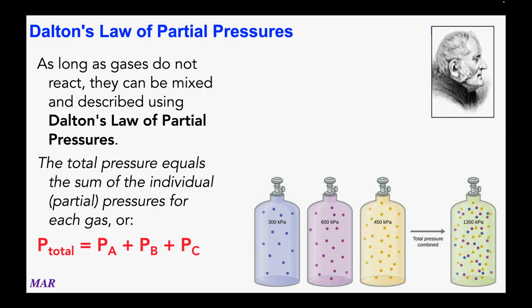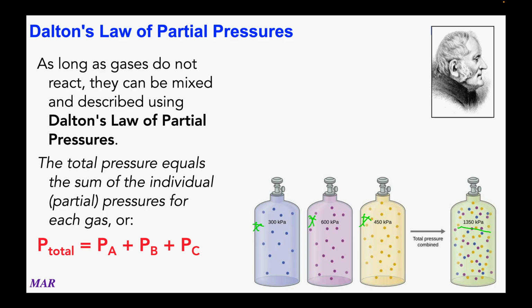So you can see down there in the picture that you have three different gases. This one's about 300 kilopascals, which is a type of measurement. This is about 600 kilopascals. This is about 450 kilopascals. And if you put all of those gases together, and that's what's happening in the right-hand flask, the sum of those three numbers is 1350. So the total pressure is just literally the sum of the pressures of the individual ones, and this will be helpful for us.